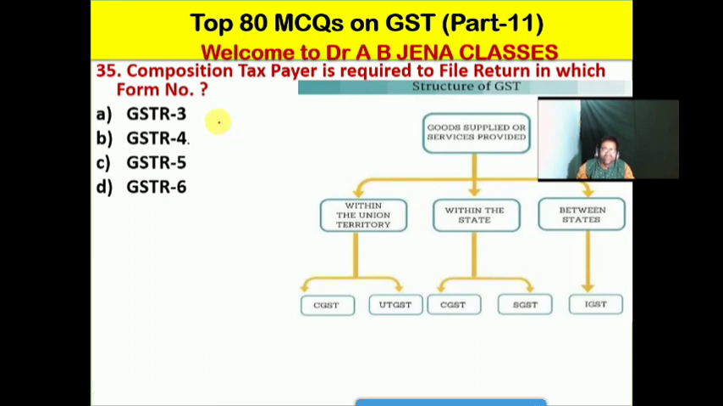Next, the vital MCQ. The composition taxpayer is required to file return in which form number? A, GSTR3; B, GSTR4; C, GSTR5; D, GSTR6. Friends, B is the right option for this MCQ. The composition taxpayer is required to file the return in GSTR4 form. So B is the right option for this MCQ.